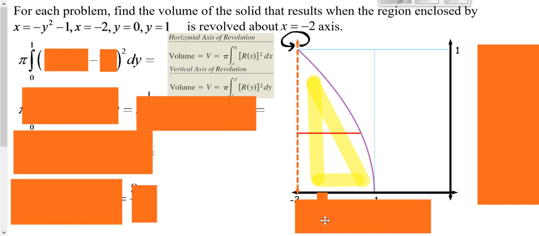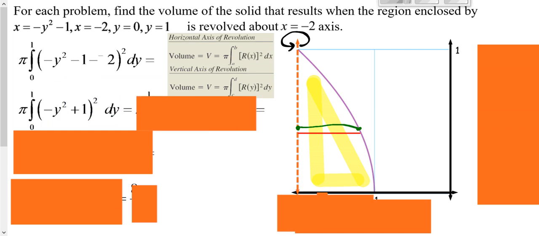So now we have to go and figure out our radius. Well, your radius here would go from what's on the right, which happens to be your function, to what's on the left, which is -2. So we need to go our function minus -2. In other words, we're really adding 2. So we really get this when we simplify the inside.